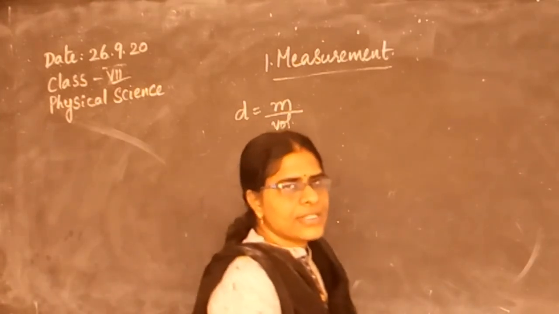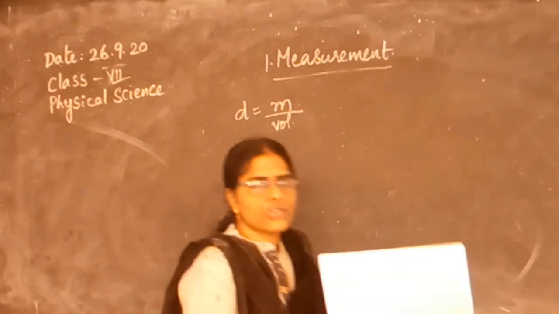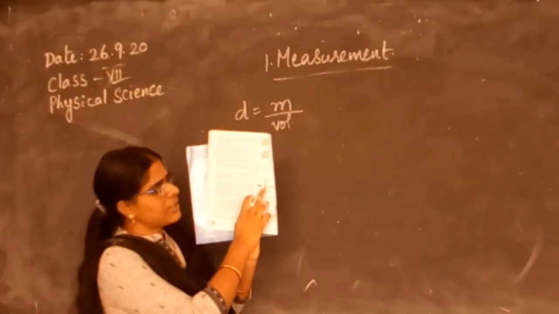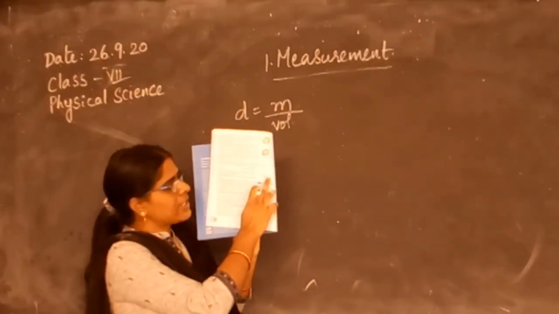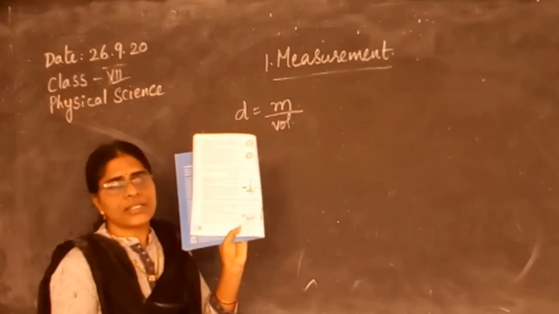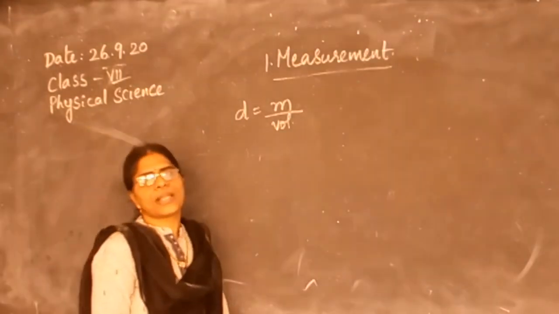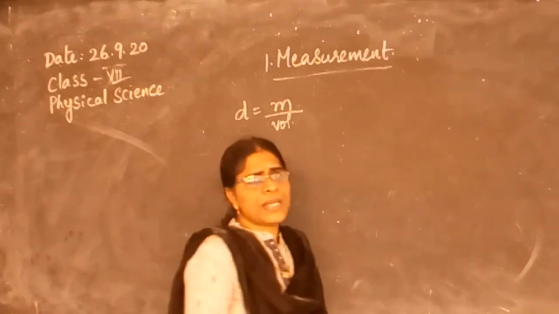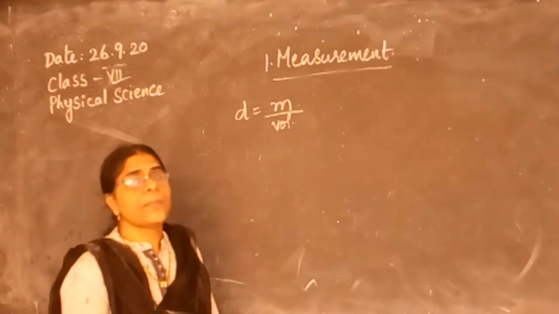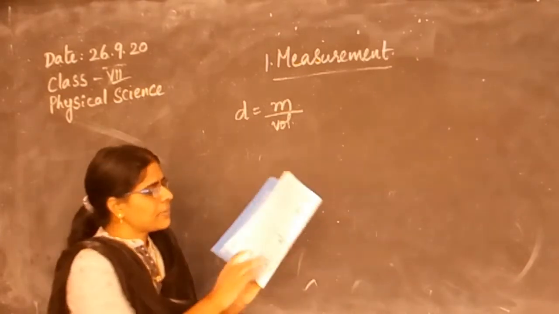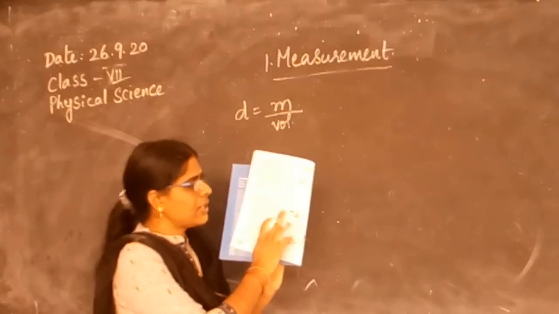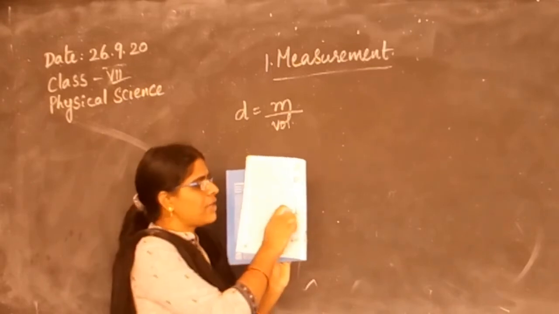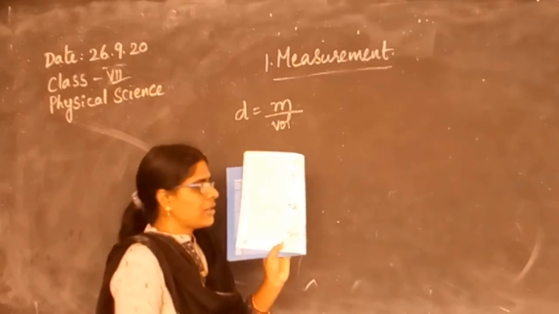Now, see here in this activity, what he has taken: this is your beam balance. What is the usage of a beam balance, children? A beam balance is used to measure the mass. In this, we will have two pans, a left pan and a right pan.